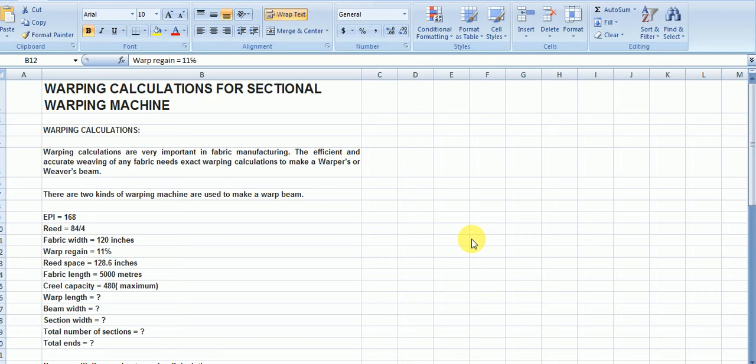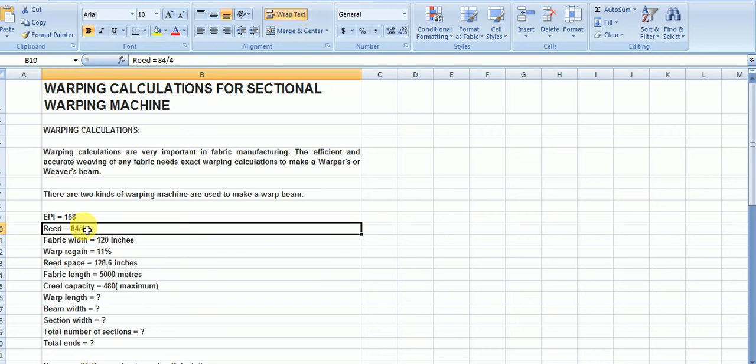For example, if you have a fabric that has 168 ends per inch, and I have taken an 84 reed, that means a Stockport reed that has 84 dents for 2 inches. So in 1 inch we have 42 dents. In one dent I have taken 4 ends. So 42 multiplied by 4 comes to 168 ends per inch.